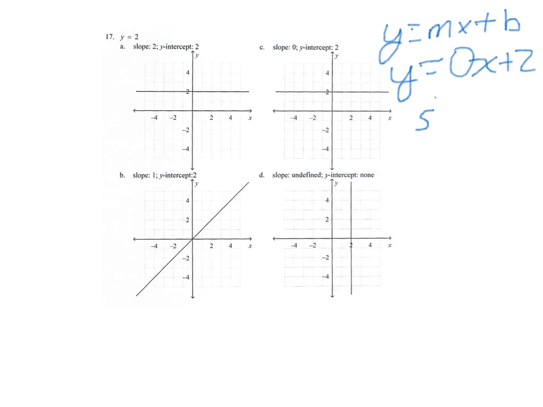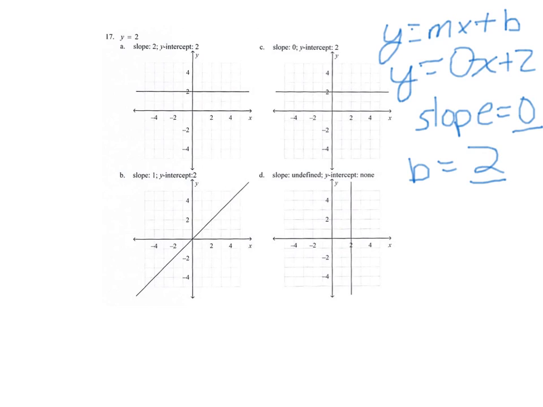So our slope, sorry, that's my daughter clomping around, is 0. And the b is 2. So we're looking for something with a slope of 0 and a y-intercept of positive 2.